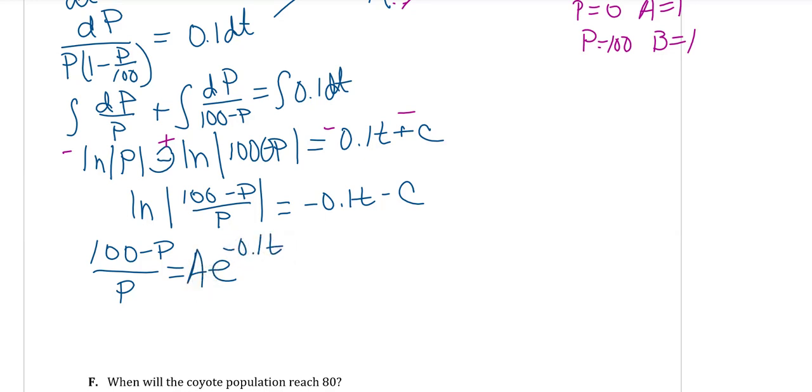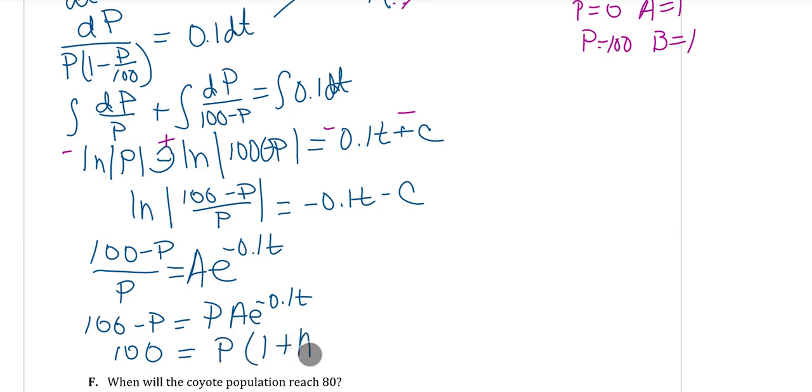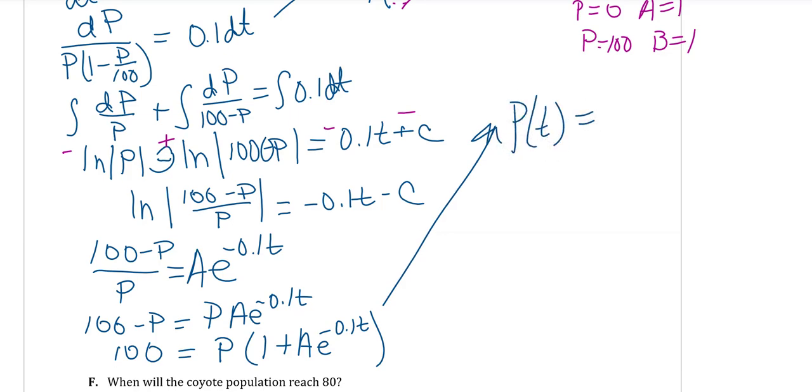And now solving this for P, rearranging everything, we're going to have 100 minus P equals P times A e to the negative 0.1t. So we're going to have 100 equals P times 1 plus A e to the negative 0.1t. And if you're not sure what I did, go back to earlier in the video. So solving for P, we get that P of t, this is going to be our general solution, is equal to 100 divided by 1 plus A e to the negative 0.1t.